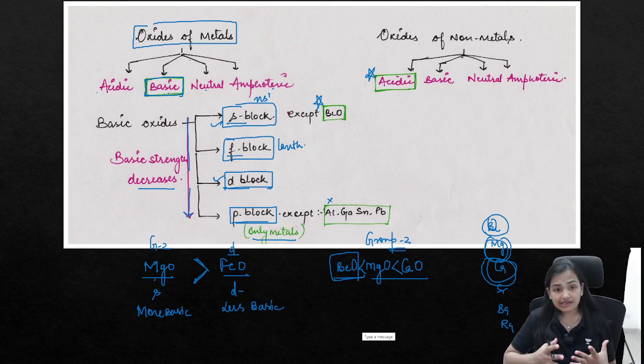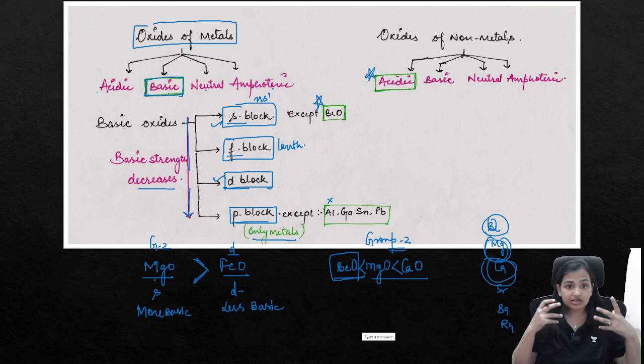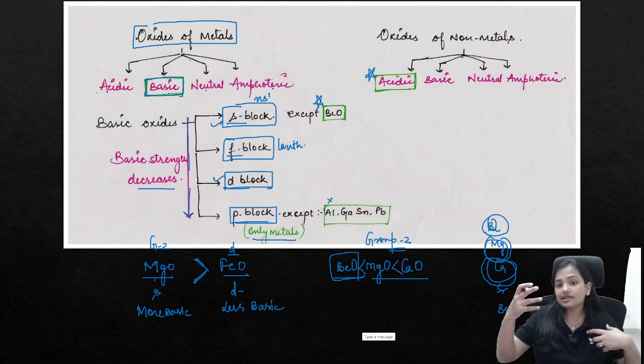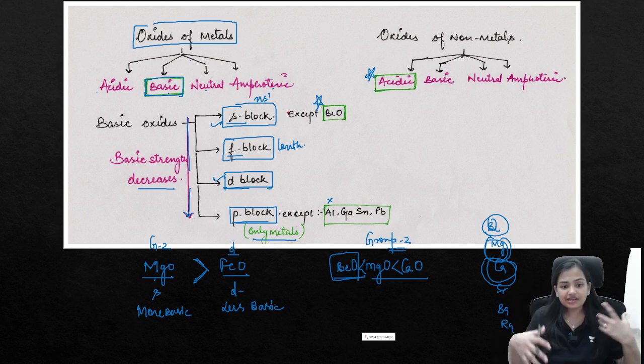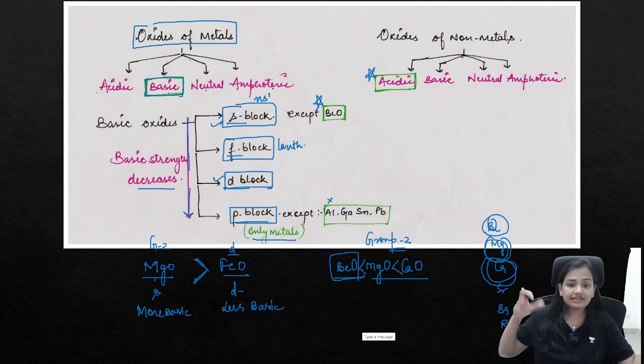The more the metallic character, the more the basic character, because metals are basic in nature and non-metals are acidic in nature. More metallic, more basic. This is as simple as that. If you compare the different blocks, s block is the most metallic, then f, then d, then p.